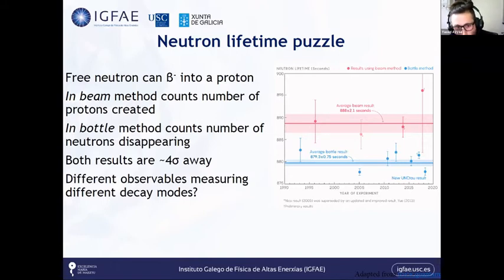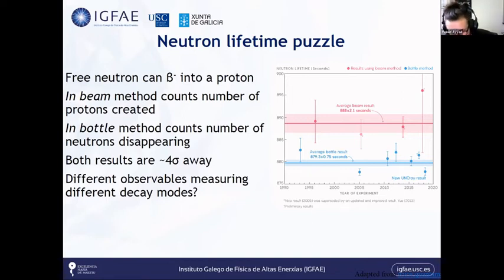And as I said before, this has been measured. There are a plethora of experiments and models going on. So one could think that there might be some simple mistake in the measurement. That's indeed a possibility, because everybody makes those. Or there may be some different observables, measuring different decay modes, or something that we have not observed.